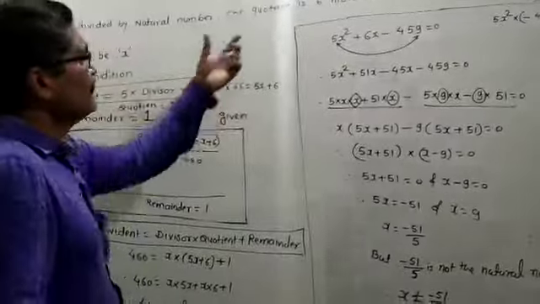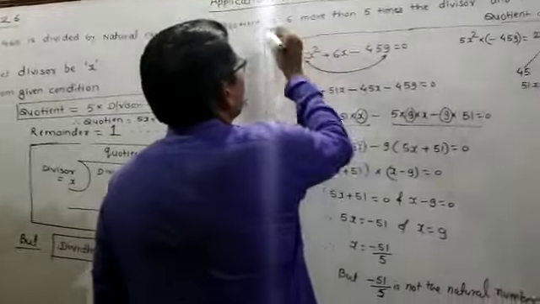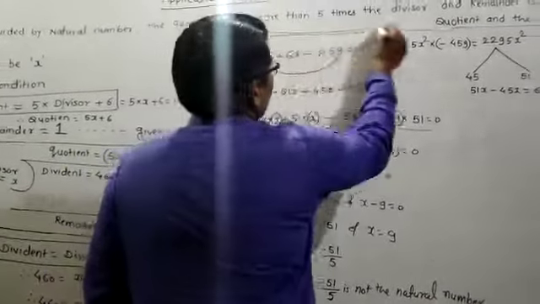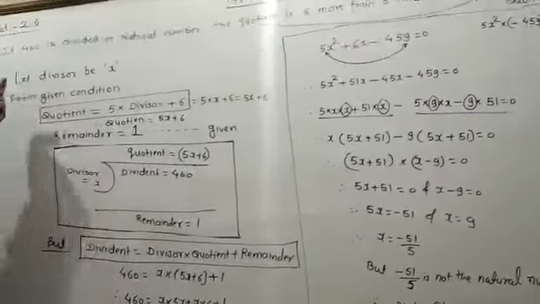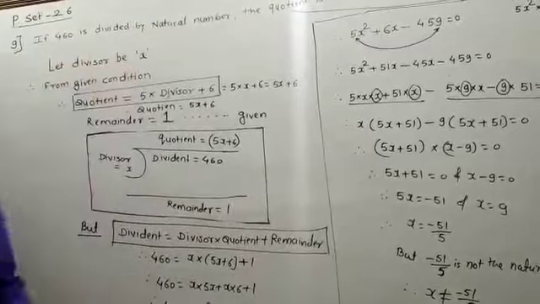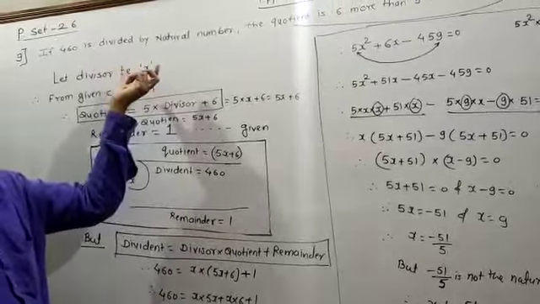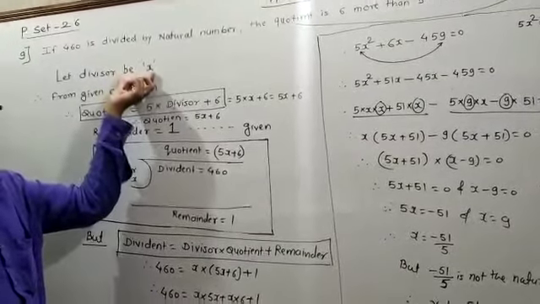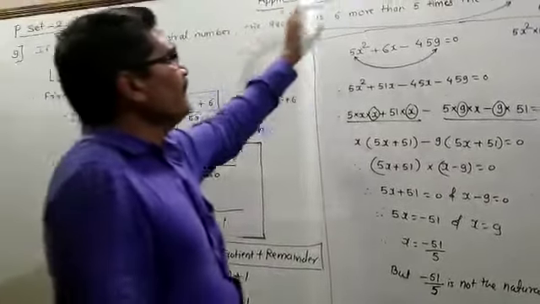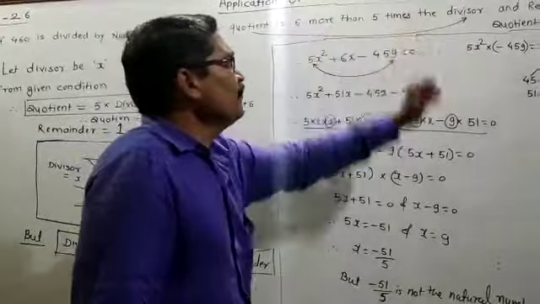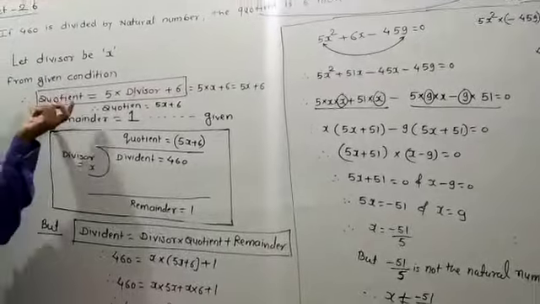Here, the quotient is 6 more than 5 times the divisor is given. That means the quotient is compared with the divisor. So I will consider the divisor of the given division to be x. If the divisor is x, then from the given condition, the quotient is 6 more than 5 times the divisor. So you have to write the quotient like this.